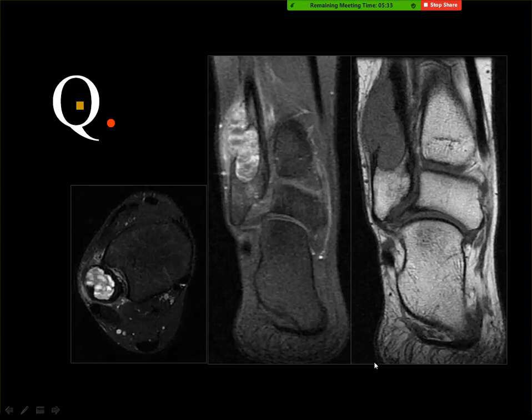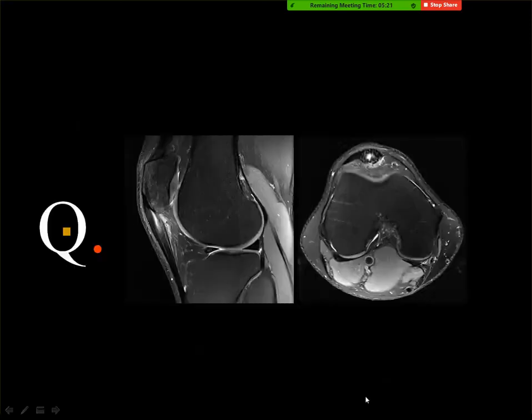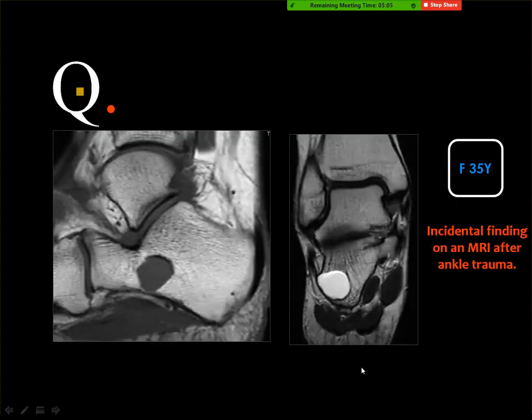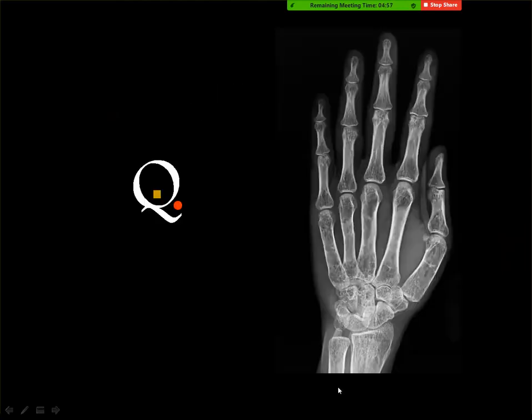Then this is once more a lesion in the fibula, which is a classic one. Aneurysmal bone cyst. Yes, aneurysmal bone cyst with multiple fluid levels. And here is an MRI of the knee with a lesion in the infrapatellar tendon. Patellar tendinosis. Very good. And this is a lesion in the calcaneus. It's a simple bone cyst. Yes, simple bone cyst. Very good.